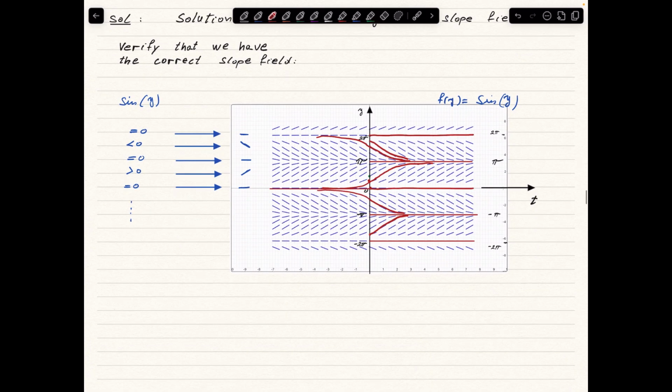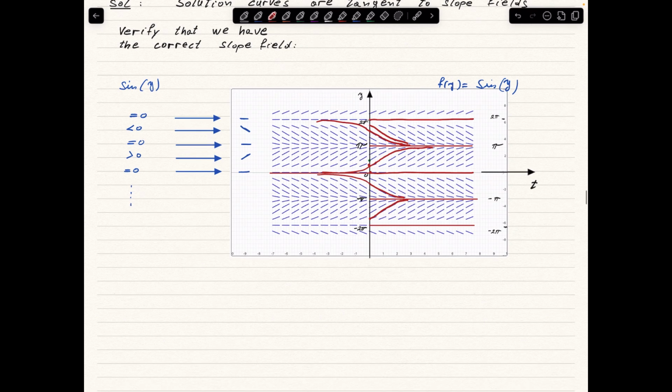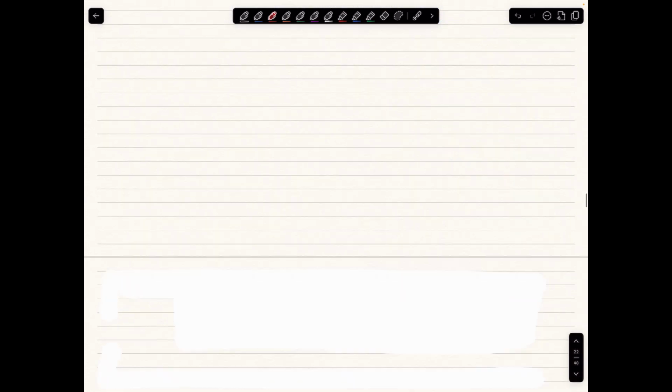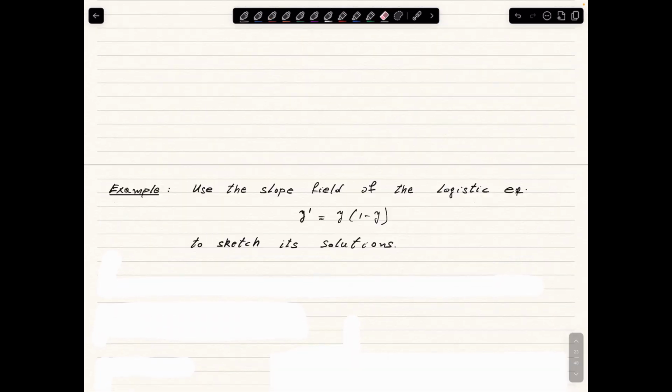So having the slope fields gives you a qualitative idea of how the solution curves look for the differential equation. We haven't solved the differential equation. We are just plotting the right-hand side and sketching qualitative graphs for the solutions. This has to be solutions. Let's do the same for now the logistic equation.